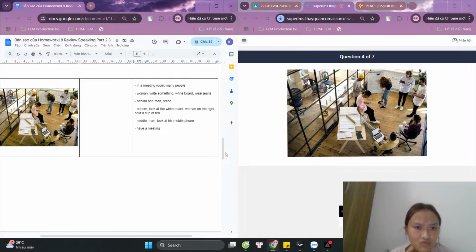This is a picture of a meeting room. In the background, the woman is writing something on the whiteboard. Behind her, four men are standing. In the middle, a man is looking at his phone. Maybe they are having a meeting.